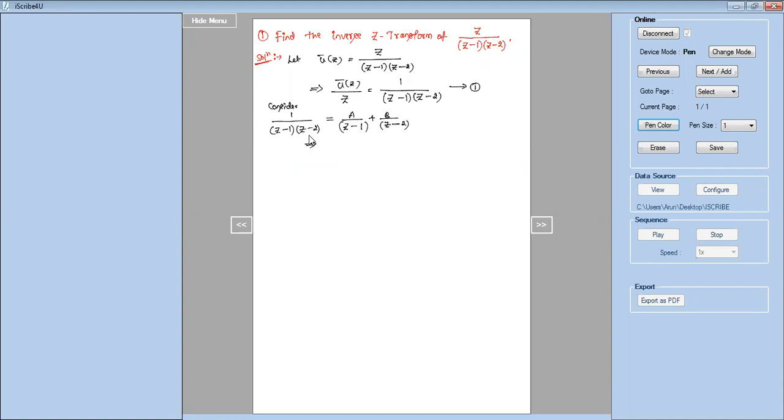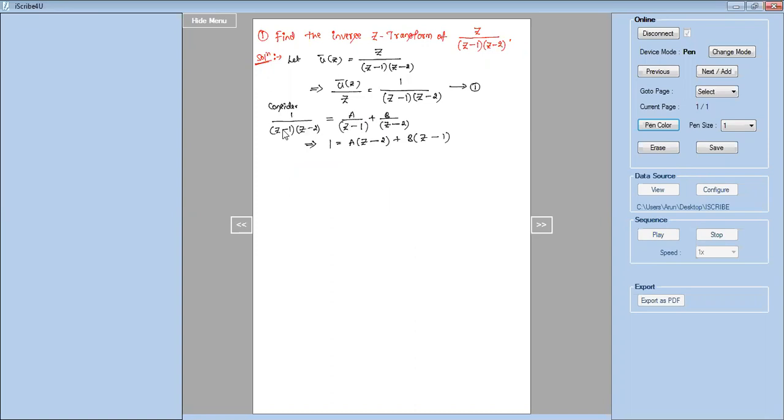So it is A into z minus 2, the first term. So you get 1 is equal to, one step directly I'll write, A into z minus 2 plus B into z minus 1. If you take LCM and simplify also, you get this one only. Correct? If you take LCM and simplify, you get this step.